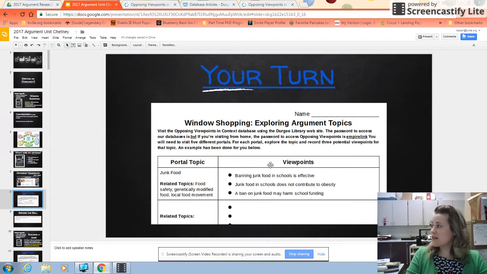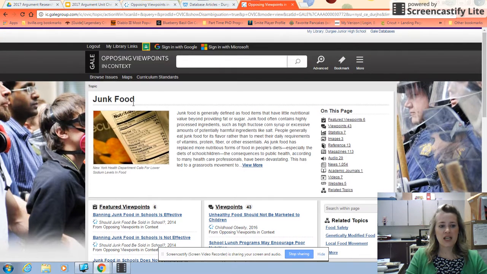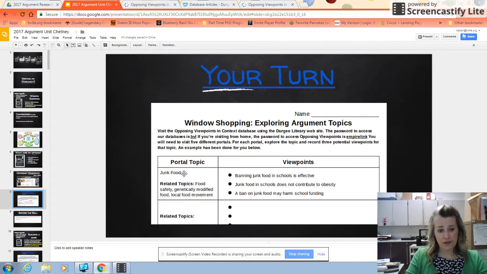So on this handout, let's look at a couple of the things you're going to need. So in the first column, it says Portal Topic. So to find the portal topic, you're just going to look up here. See right here where it says Topic? And then in big bold letters, it says junk food. So on my handout, I would write junk food.